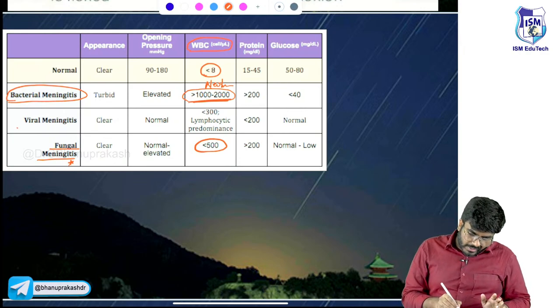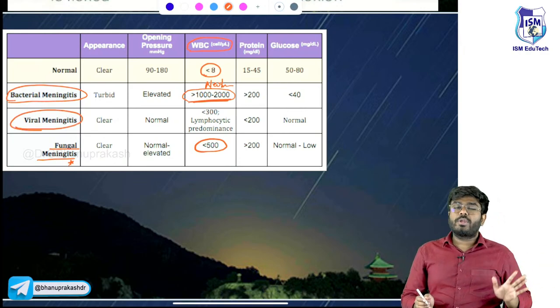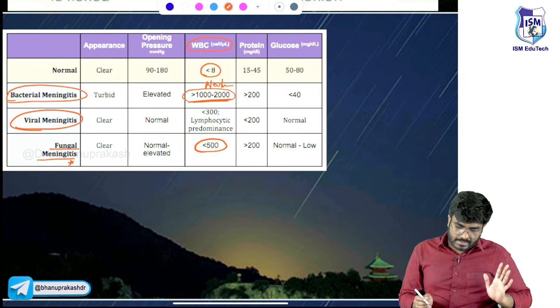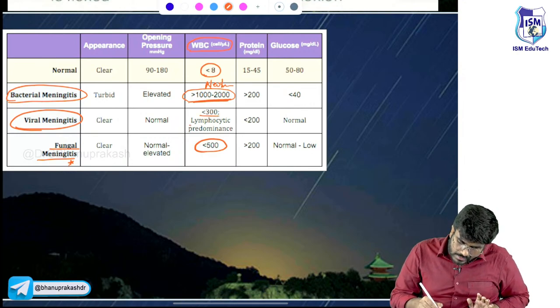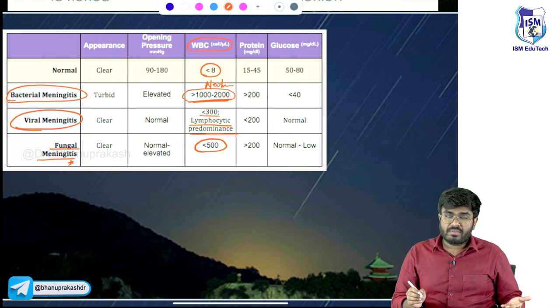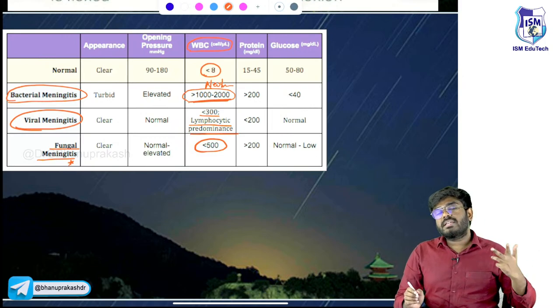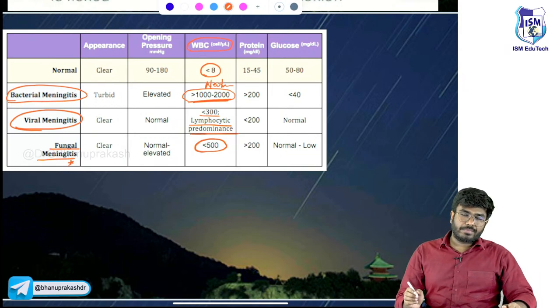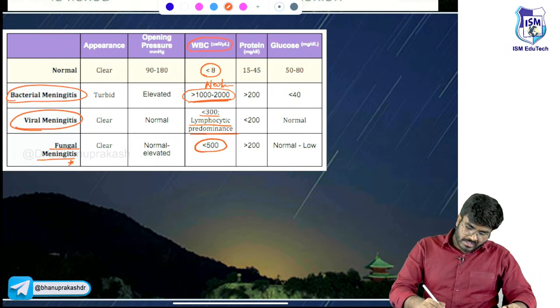If it is viral meningitis, it's not the neutrophils that are going to increase. It's the lymphocytes. Lymphocytes are going to be predominant in number. Lymphocyte predominance is seen in viral meningitis. But in bacterial meningitis and fungal meningitis, it is neutrophil predominance. So based on this, you can differentiate.